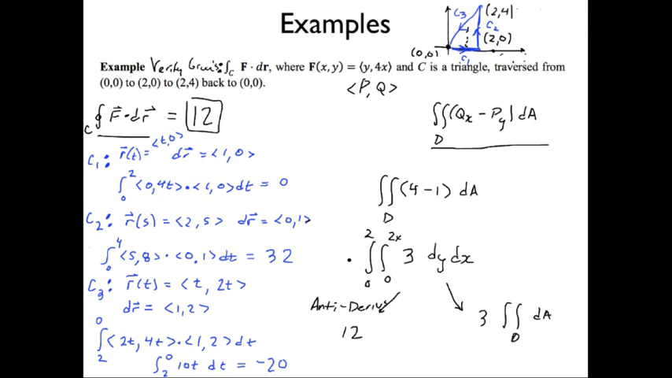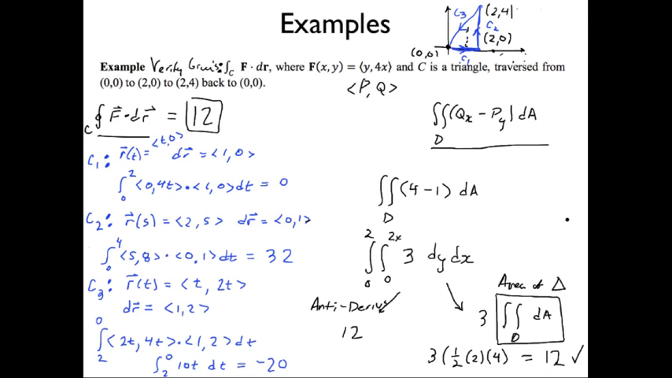Is this the same as 3 times the double integral over D of dA? That's a constant. Can I pull it out in front? And what is this? It's the area of the triangle, right? Because our function is 1. So I can pull that 3 out, and now I'm left with the area of the triangle, which is 1/2 base times height. So we do 3 times 1/2 base times height, equals 12. Happy face, right?